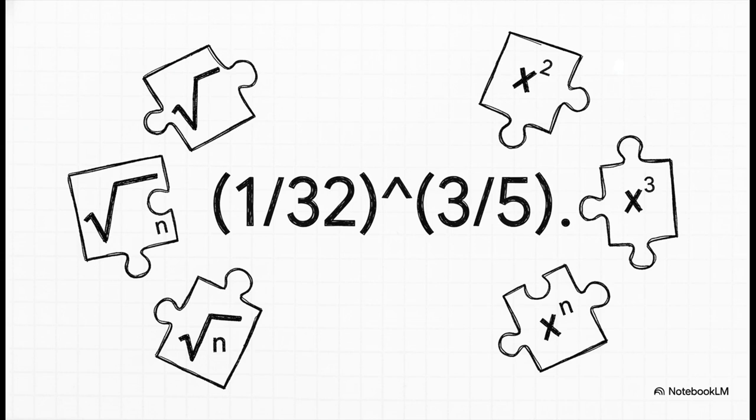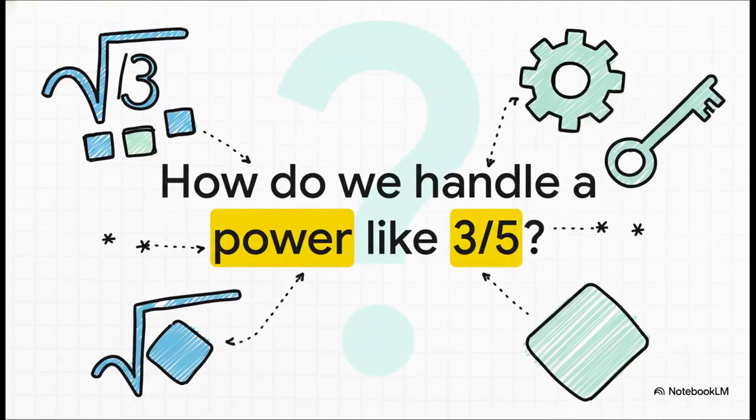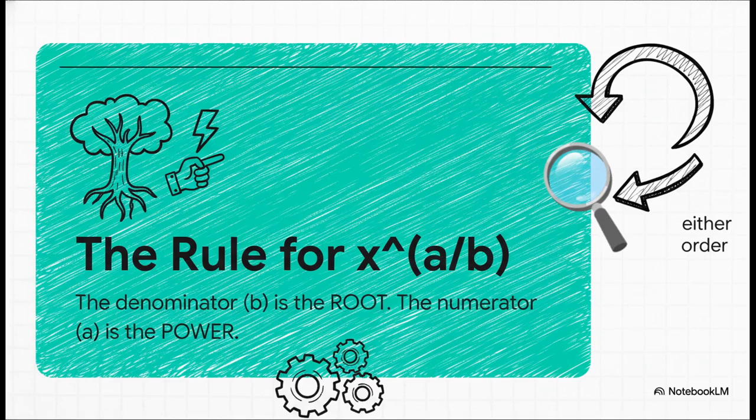This is where it gets interesting, because it's combining the idea of a root with the idea of a power, all in one go. So how in the world do we deal with a fractional power like 3/5? It's obviously not a simple square root or cube root. What's the secret here? This slide right here holds the key. This is the golden rule. For any fractional power, the bottom number, the denominator, tells you which root to take, and the top number, the numerator, tells you what power to raise it to. So for 3/5, the 5 is the root and the 3 is the power. Pro tip, it's almost always easier to do the root first because it makes the numbers smaller to work with.